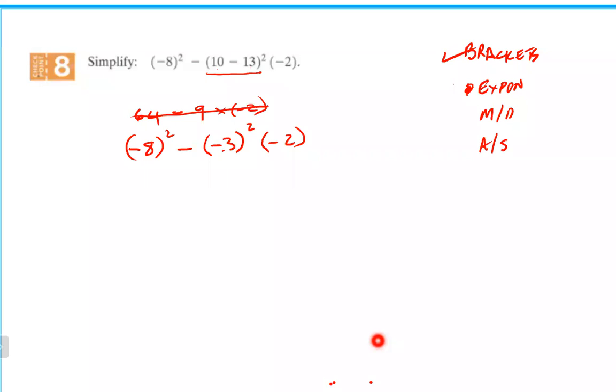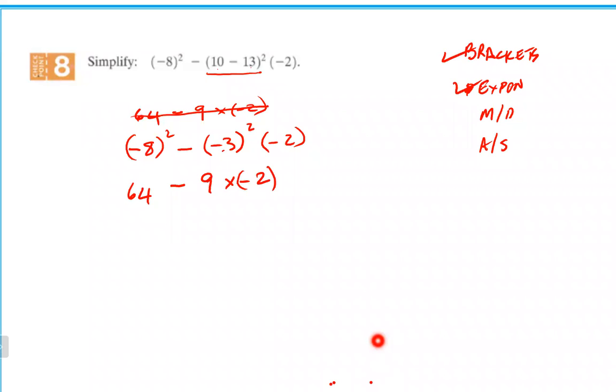The next thing now is your exponents. So you have two exponents here. You have negative 8 to the second, and you have negative 3 to the second. Now you said negative 8 to the second gives you what? 64. Okay, that's 64. Minus, and what is negative 3 to the second? 9, and then times negative 2. Okay. So you finished with the exponents.